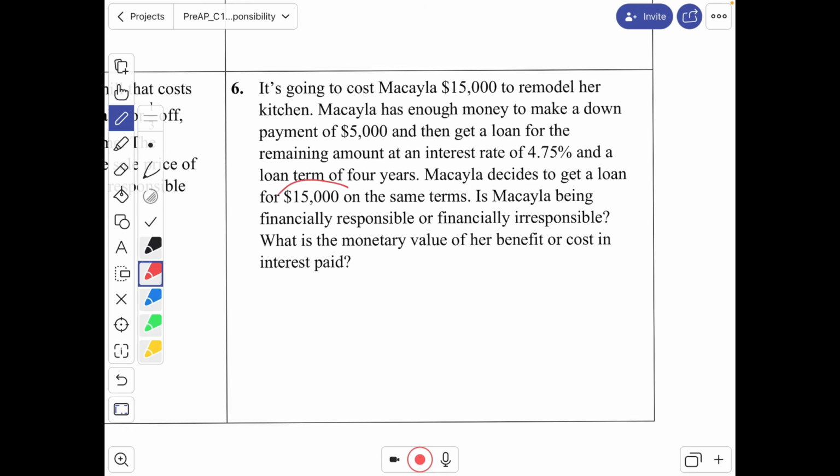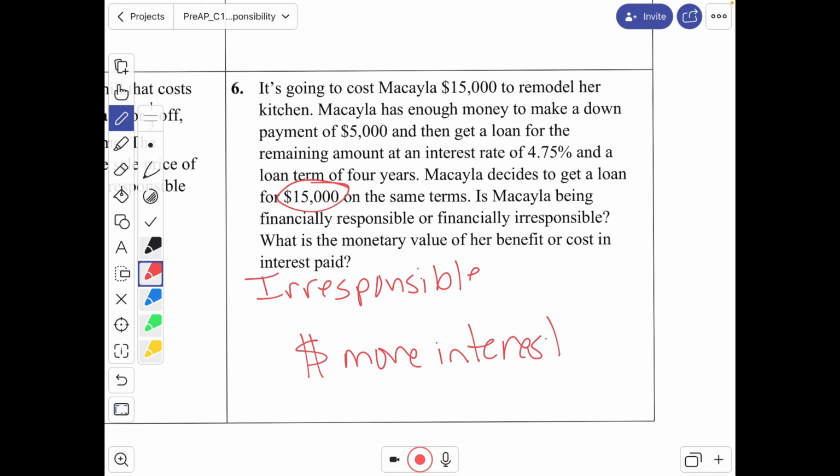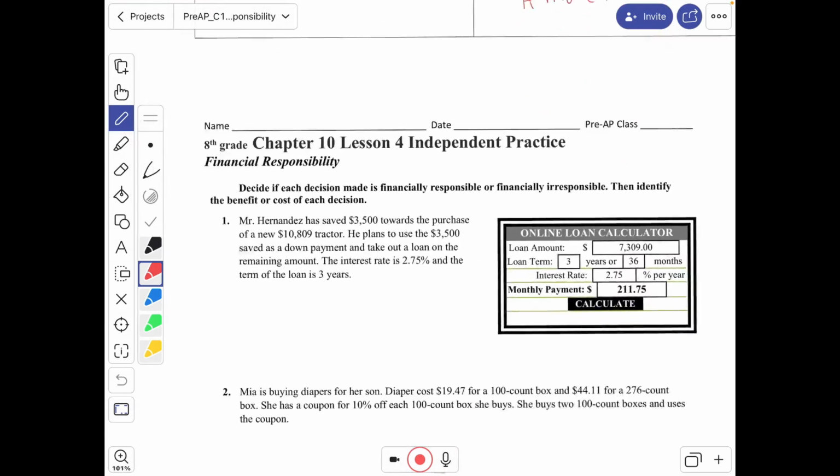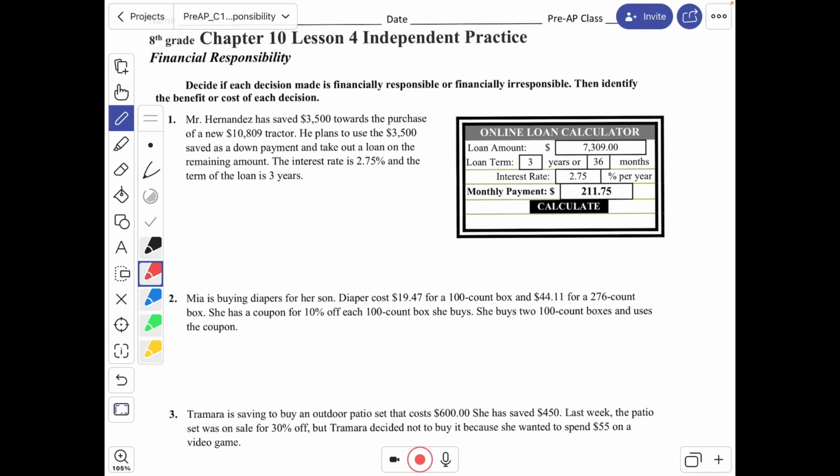So instead of making a down payment, she's going to get a loan for the entire amount. And that was one we discussed on our notes. That's irresponsible because that means she's going to be paying more interest. If she had used some of her savings, then she wouldn't have to pay as much interest. And you can use your calculator to figure that out, but she's going to definitely have to pay more. So that's irresponsible. You have several examples you're going to be looking at and deciding whether they are financially responsible or financially irresponsible.